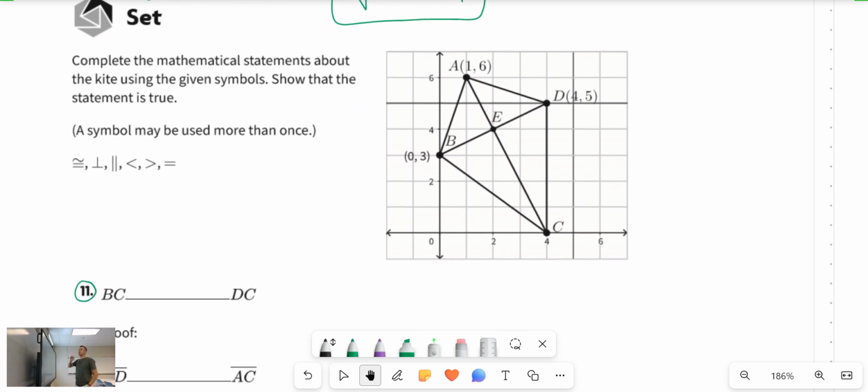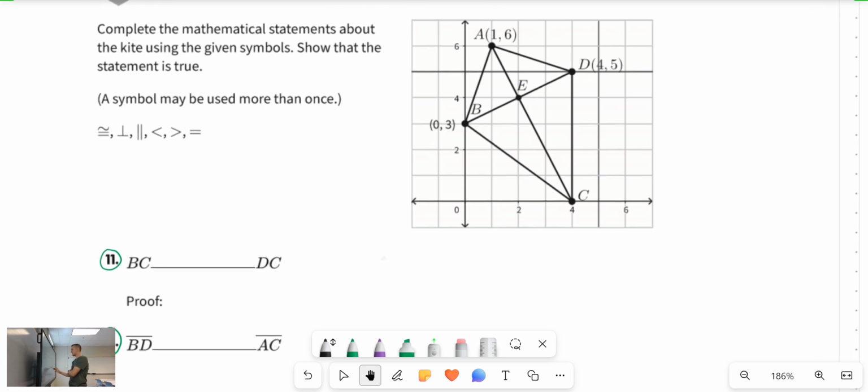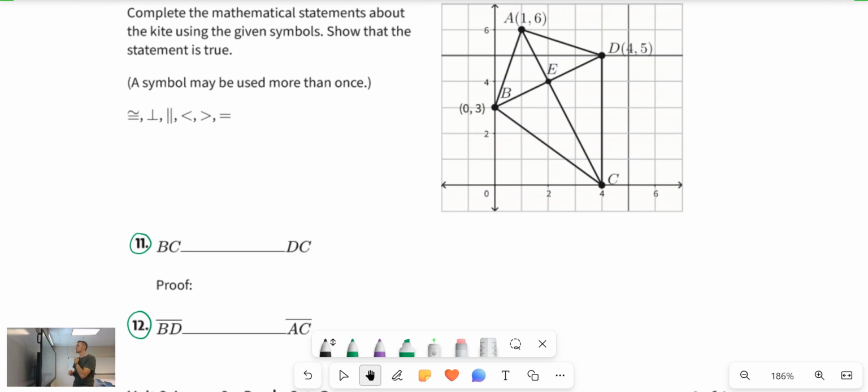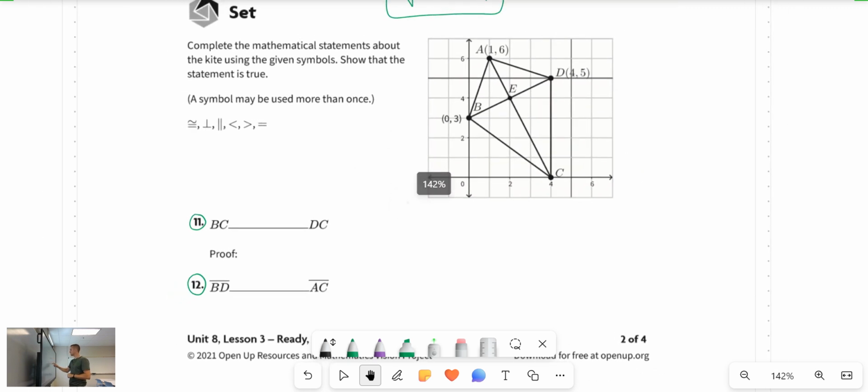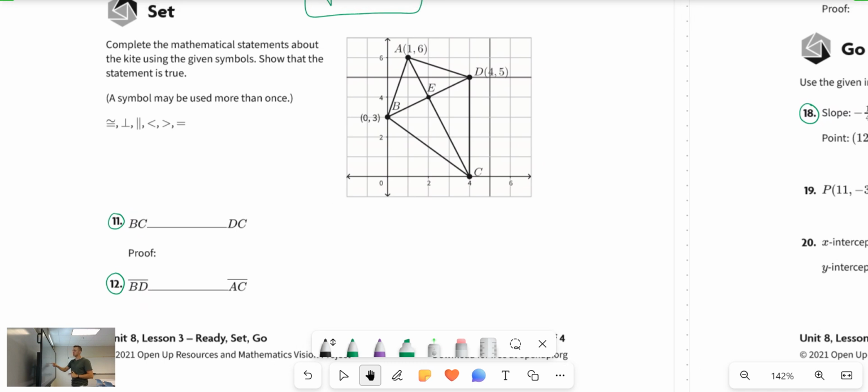On to the set. Complete the mathematical statements about the kite using the given symbols. Show that the statement is true. Let's look at our symbols. We can use the congruency symbol, the perpendicular symbol, the parallel symbol, less than, greater than, and equal to. Those are the options. That's a lot to consider.